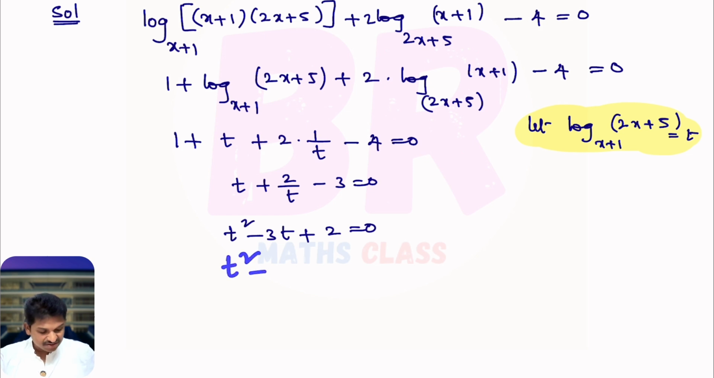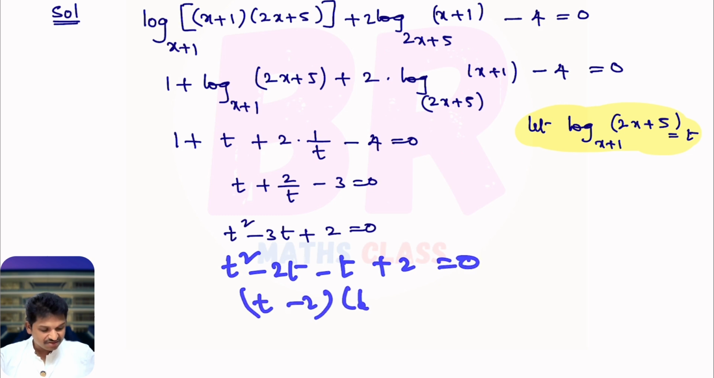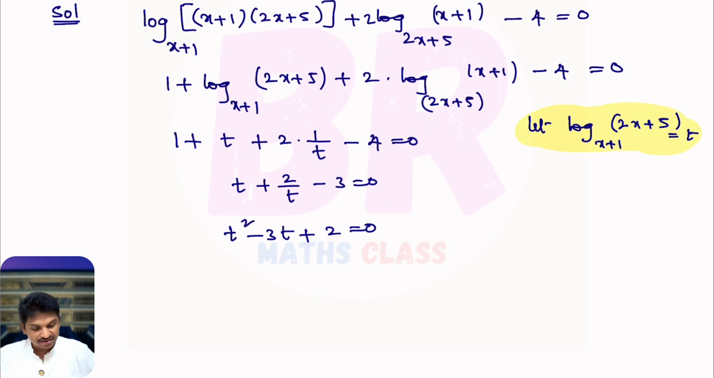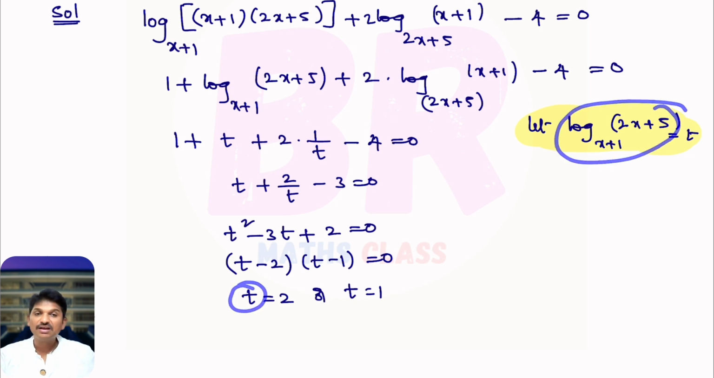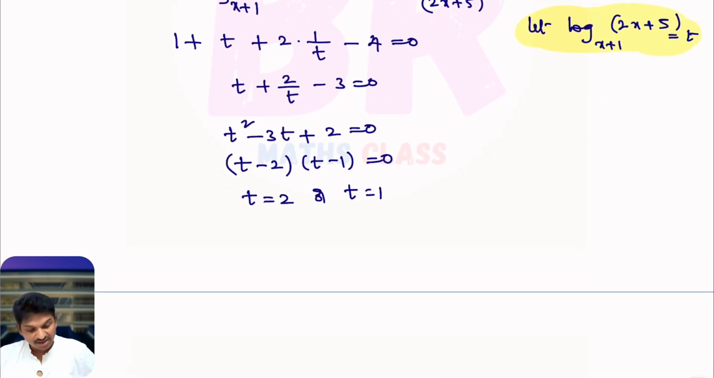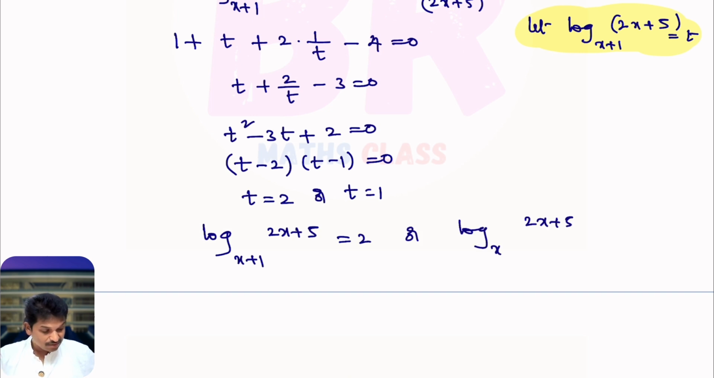You observe this can be written as t square minus 2t minus t plus 2 equal to 0. So this is same as t minus 2 into t minus 1 equal to 0. Directly you can write this. From this, what is t? t equal to 2 or t equal to 1. What is t? t is this one, right? So in place of t, what I'll write? Logarithm of 2x plus 5 base x plus 1 equal to 2, and logarithm of 2x plus 5 base x plus 1 equal to 1.